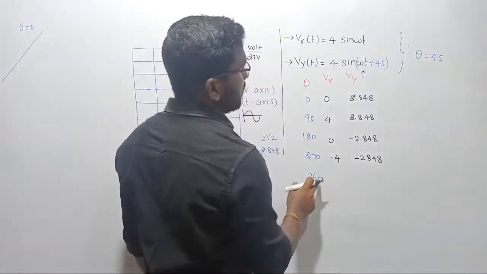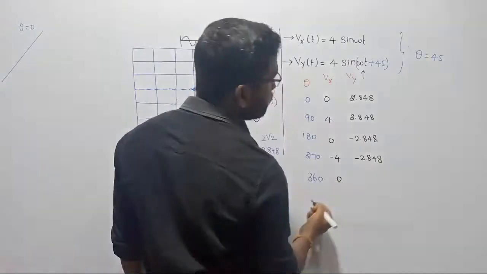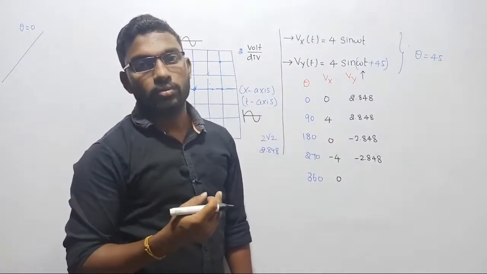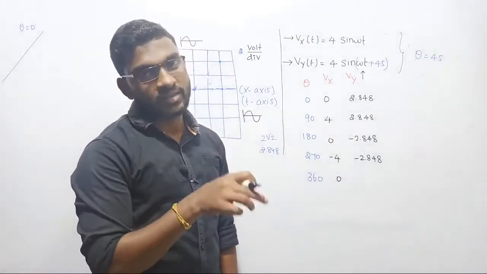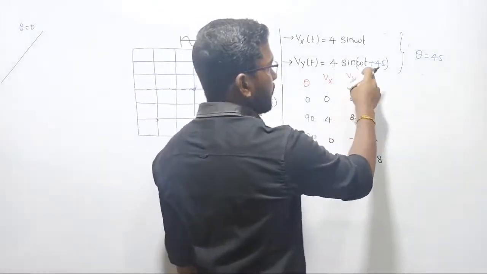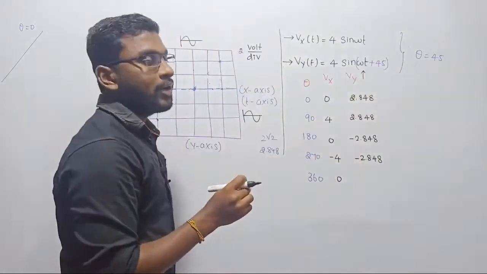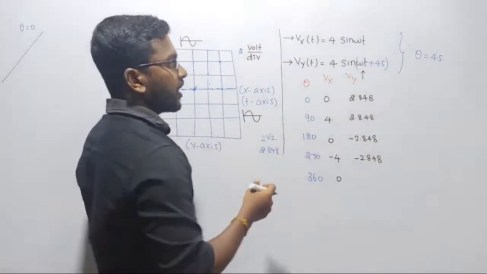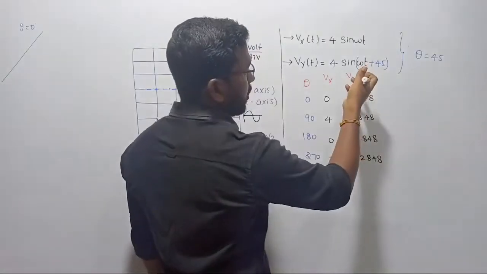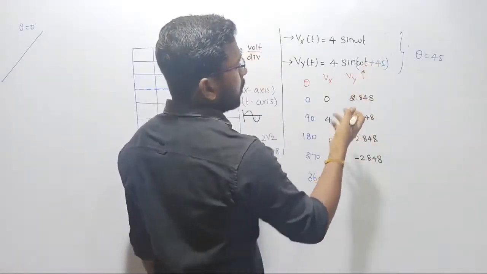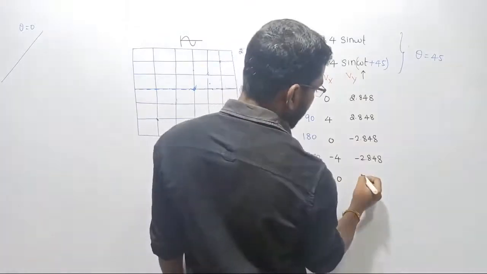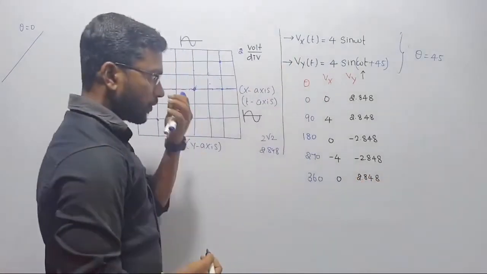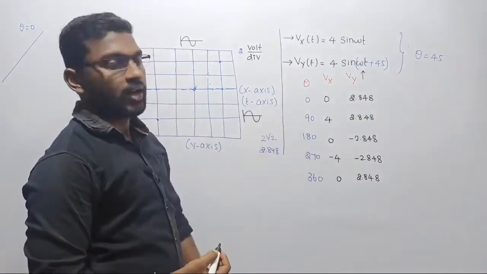Okay, 360. At 360, sin 360 again becomes 0. See, 360 will also be equal to 0, right? 0 and 360 are giving us the same information. So at 360 we are getting back to the starting point. So 360 plus 45 will be equal to 0 plus 45 only, right? So again at 45, what are we going to get? 1 by root 2 once again. So 1 by root 2 into 4 is the same. We are going to get 2.848. It is the same as the value that we get at 0 degree, right?